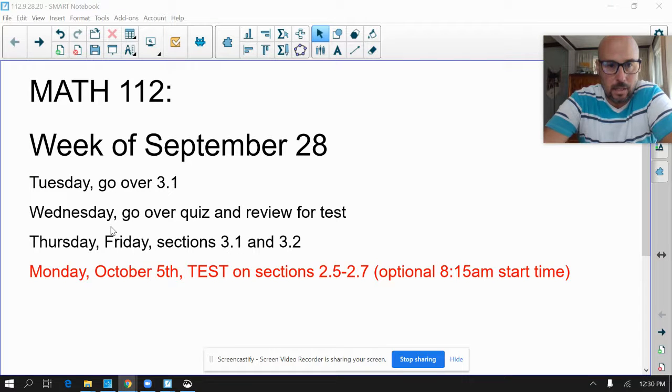So I want to spend that day going over your quiz from Monday and then doing a test review, or any questions that you may have from the test from sections 2.5 through 2.7. And then Thursday and Friday will just be devoted to sections 3.1 and 3.2. The homework for those are already out, so please take some time to finish those homework assignments.